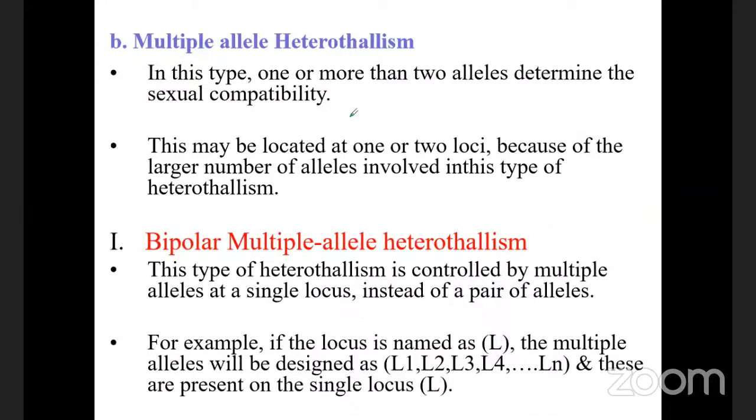You see the multiple allele heterothallism. That means if more than 2 alleles are deciding the sexual compatibility, we call that multiple allele. This may be in the same locus, same position, or maybe in a different location.